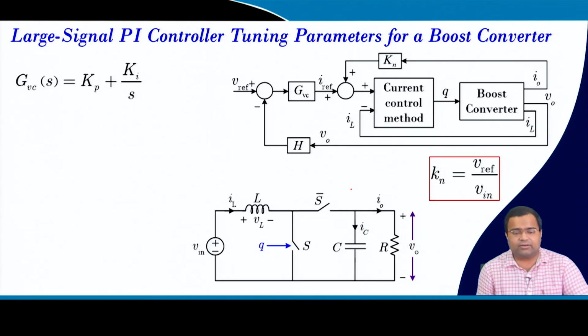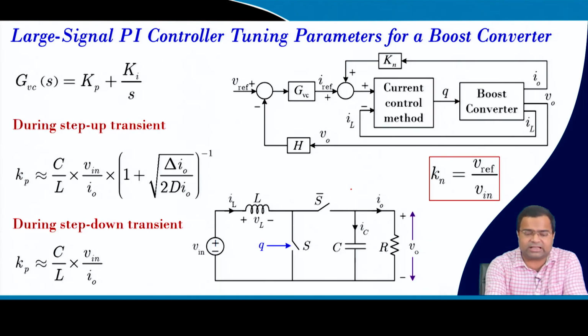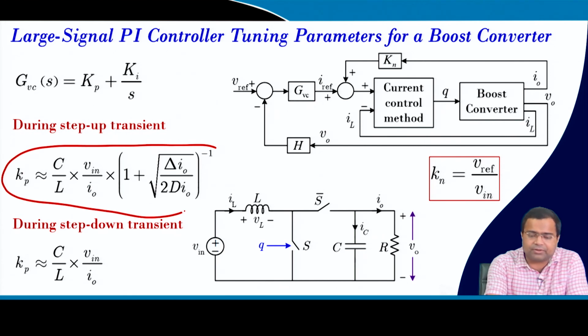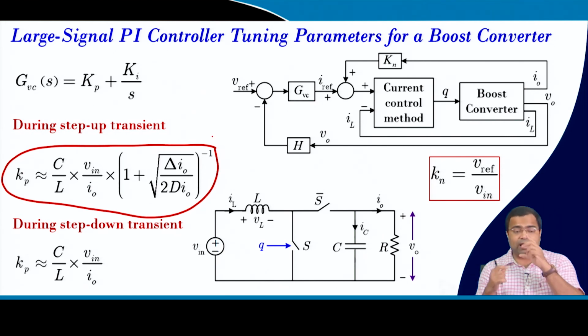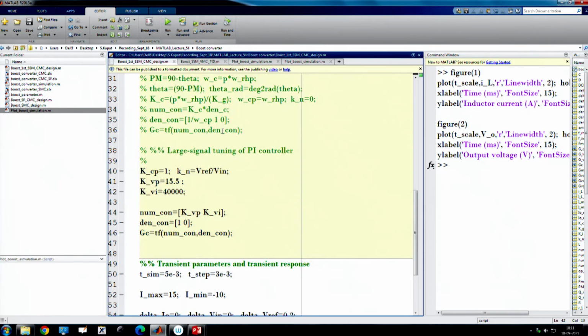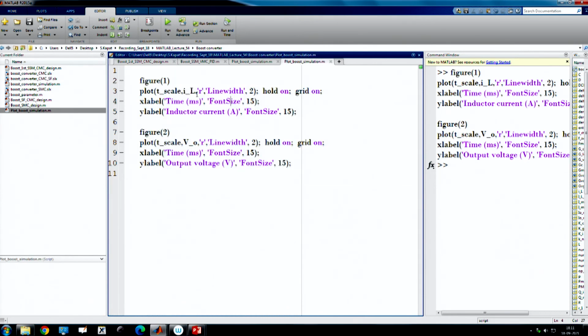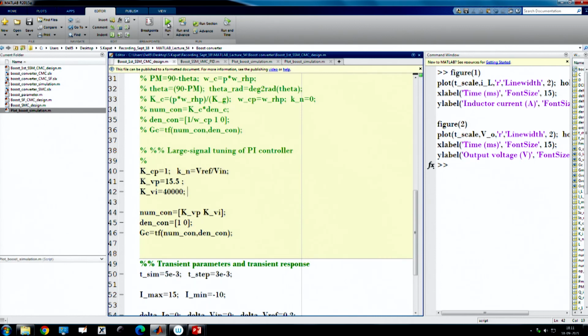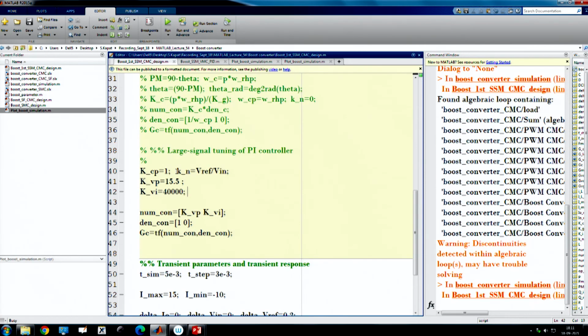For large signal tuning, we know the expression, and as I told, the expression is not very complex. So, we have computed this value. This is for load transient, we can also do for reference transient. We have computed this value and those values are plugged into this MATLAB code, and we are comparing. Now, we are using a different trace. So, we are using green color trace, and we are using now our large signal based tuning.